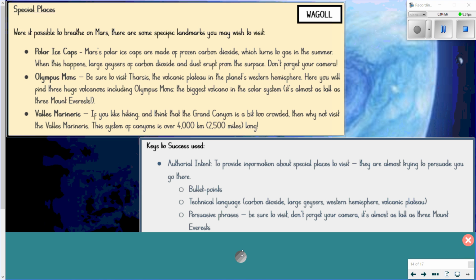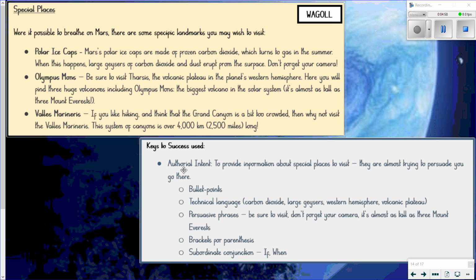Now, key success used today. The intent of the author, well, again, it's to provide information, isn't it? That's what we're doing all the way through. And this time it's about special places to visit. And I've put a little dash there. They are almost trying to persuade you to go there. So there's a slightly persuasive tone, which we've done a lot of persuasive writing in the past, when we did about the Maldives and when we did about the toy writing.